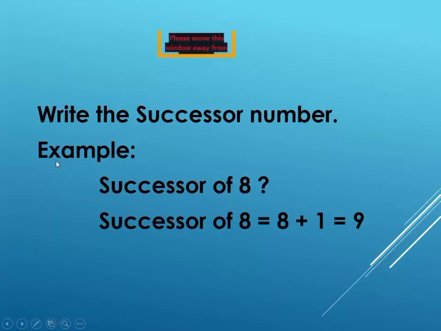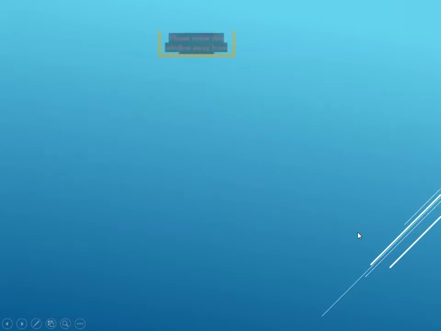Write the successor number. For example, what is the successor of 8? We are going to find the successor of 8. First we write successor of 8 equal to 8 plus 1. To find the successor number, we add 1 to the given number. The given number is 8, so we add 1 to it. 8 plus 1 is equal to 9. So the successor of 8 is 9.